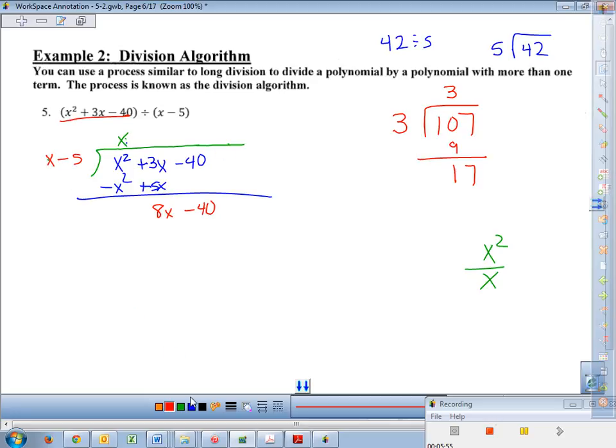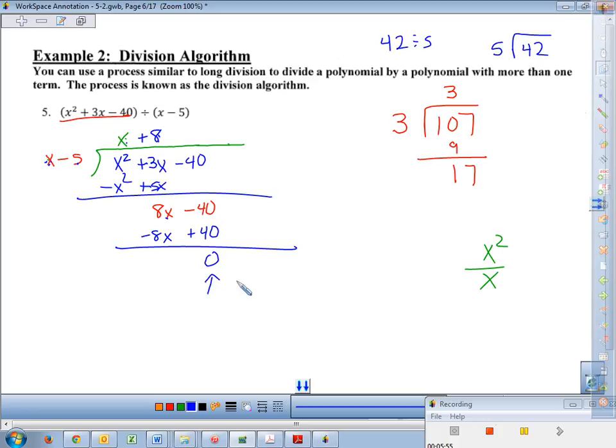Then we do it again. We start over, and we see how many times, what's 8x divided by x? What would you get? What's 8x divided by x? 8, and it's a positive 8. And then we do the multiply opposite trick. We'll take 8 times x and get 8x, correct? Then we'll change its sign and do minus 8x. And then 8 times negative 5 is negative 40, but I want the opposite, so I put that right there. Sound all right? If I add those together, what do I get? 0. This is our remainder.